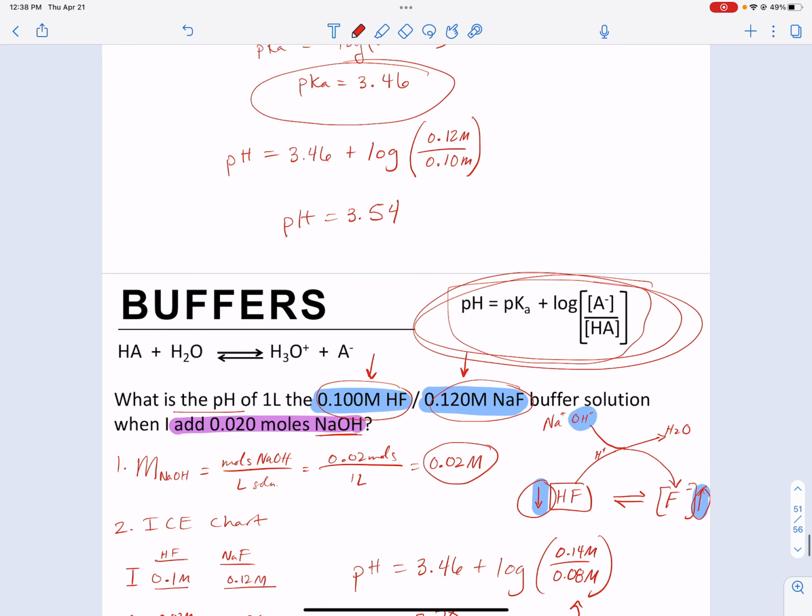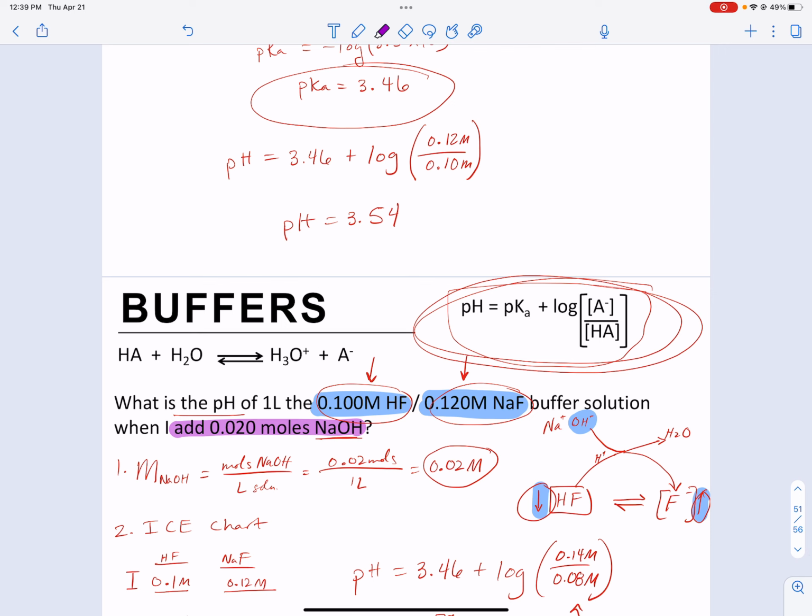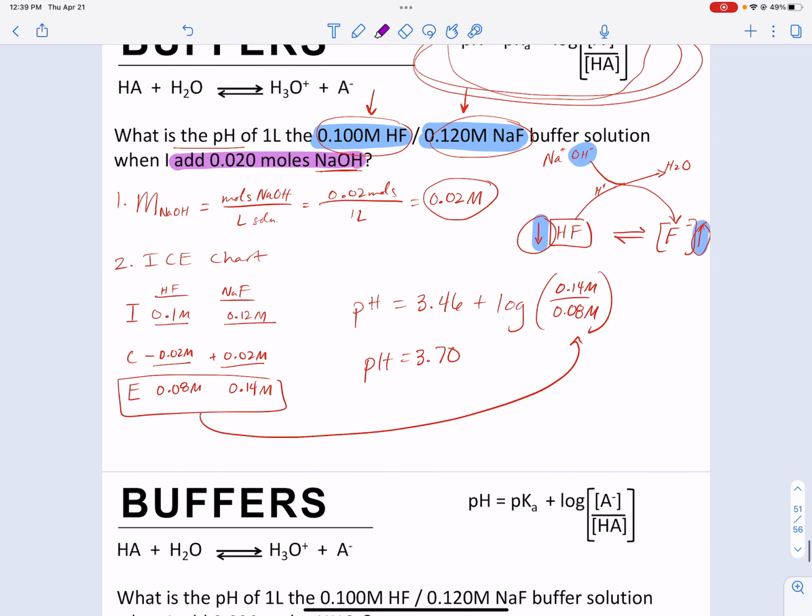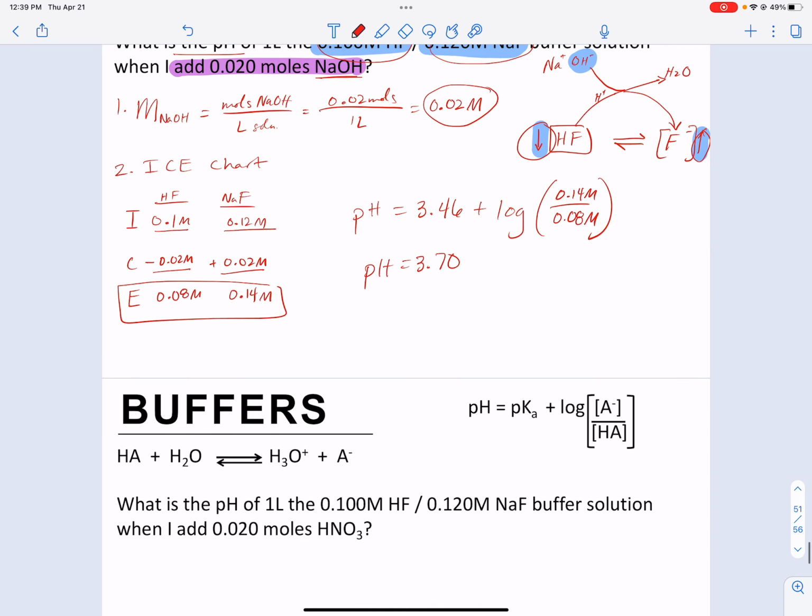So initially, our pH was 3.54. And when we added NaOH, the pH did go up to 3.57, but it didn't go up by much. So what that means is our buffer did a really good job of maintaining pH around its initial pH while neutralizing all of that NaOH added. Okay, so that's part 2 of a buffer problem.